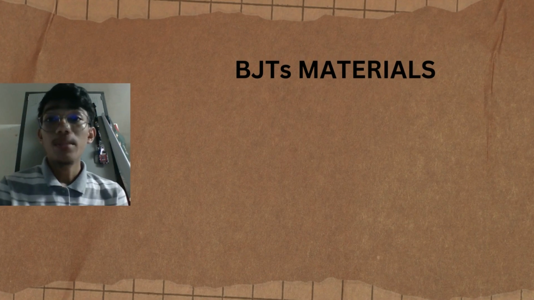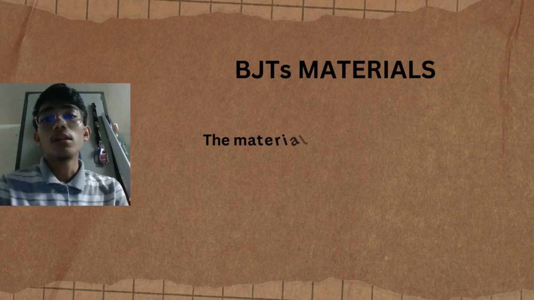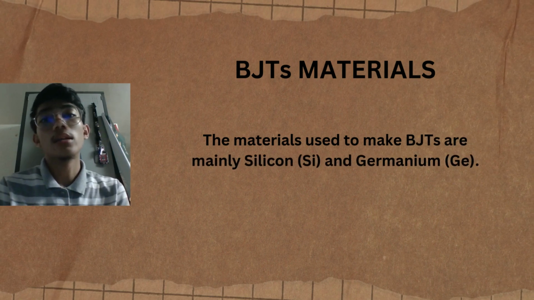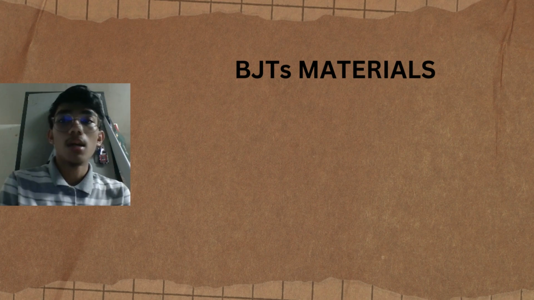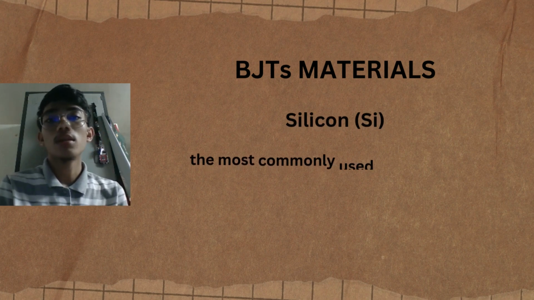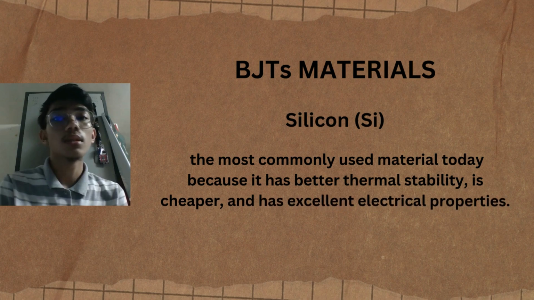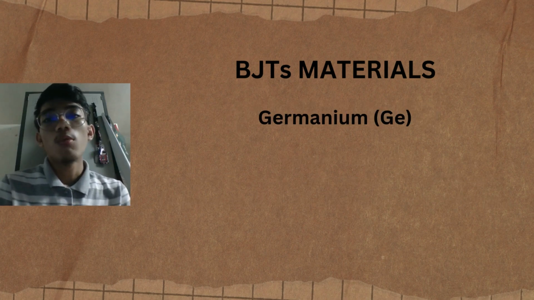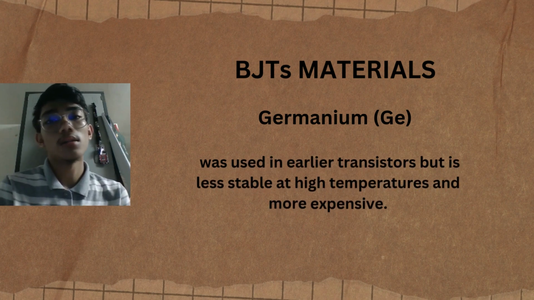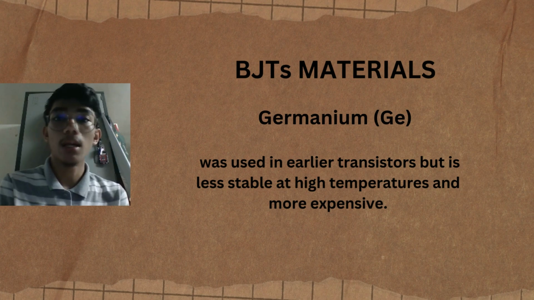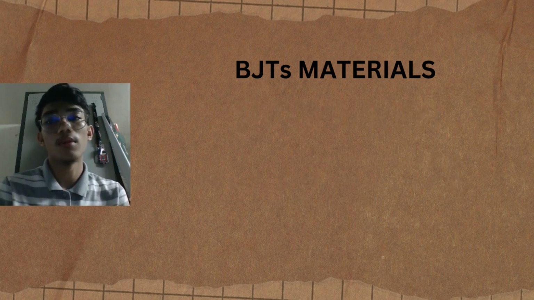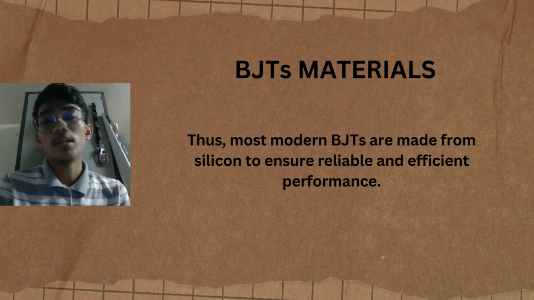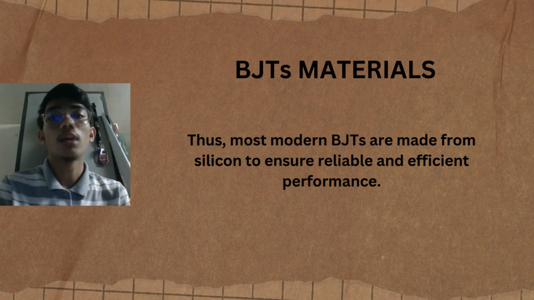Now for the BJT materials, the materials used to make BJTs are mainly silicon and germanium. Silicon is the most commonly used material today because it has better thermal stability, is cheaper, and has excellent electrical properties. Germanium was used in earlier transistors, but it is less stable at high temperature and more expensive. Thus, most modern BJTs are made from silicon to ensure reliable and efficient performance.